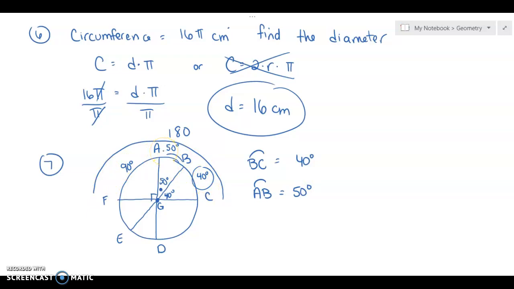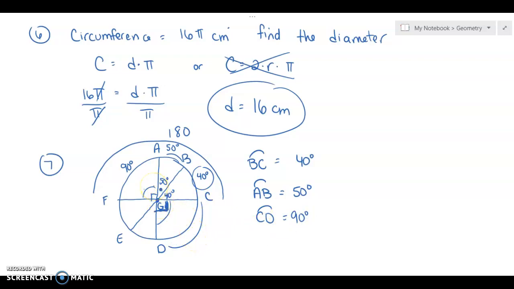Let's say that I want to find arc CD. All right, arc CD, you'll notice it deals with this angle here. This angle and this angle are vertical angles. So if this angle is a right angle, we know that this angle is a right angle. And if this angle is a right angle, this arc has to be a right angle or 90 degrees as well, because the central angle is going to equal the arc.